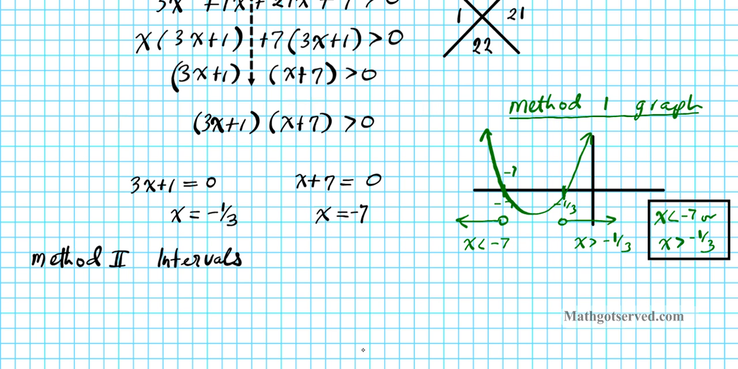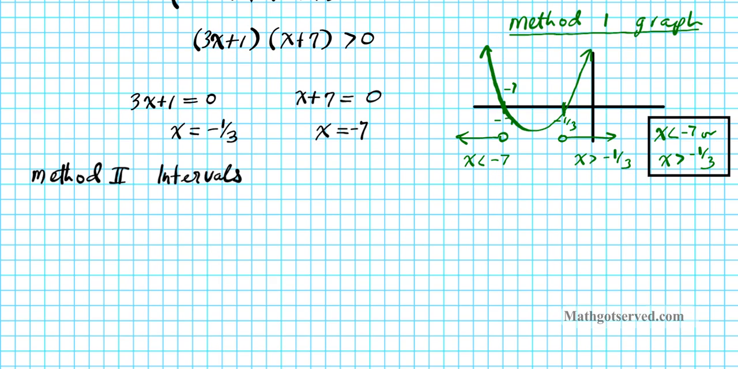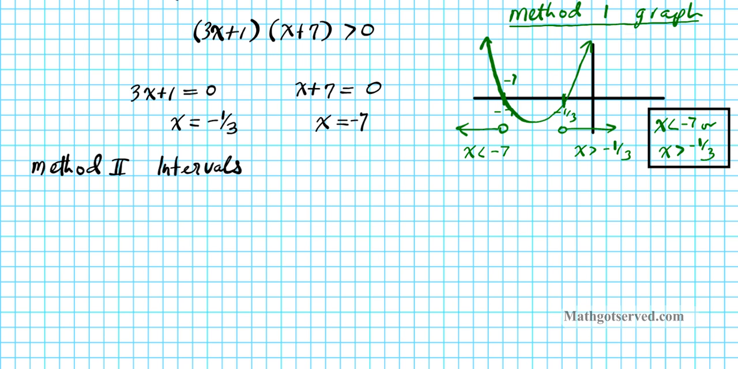Okay. All right. So what I'll do is I'll generate a number line and graph my two values where the sign changes happen. So one of them is negative 7, and the other is negative 1/3. All right, so this is interval 1, interval 2, and interval 3.